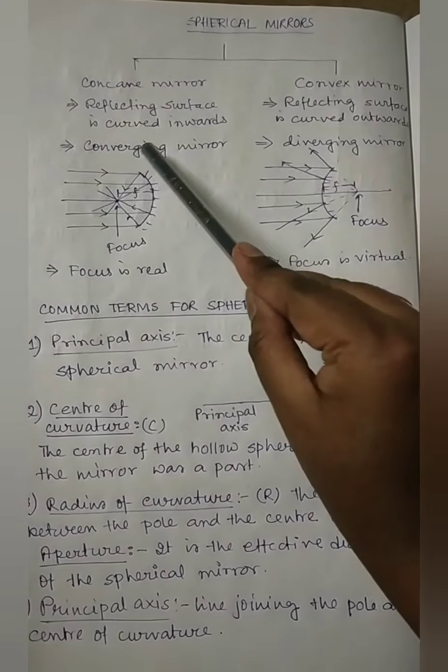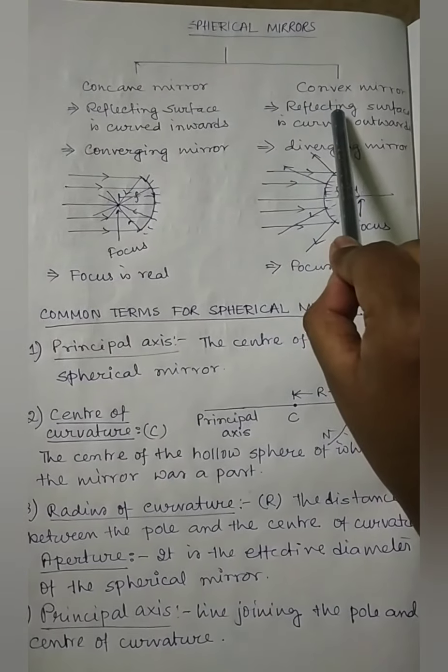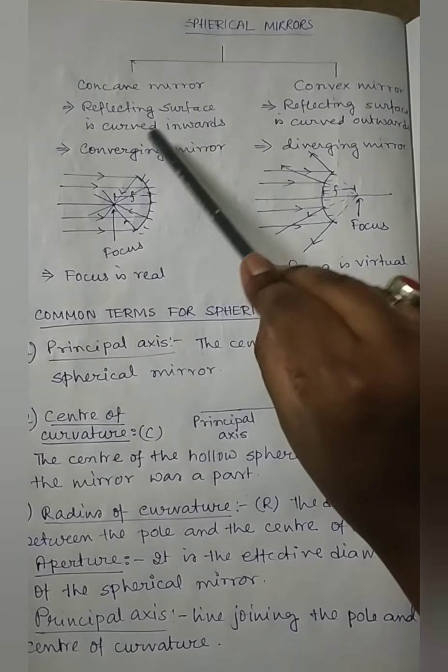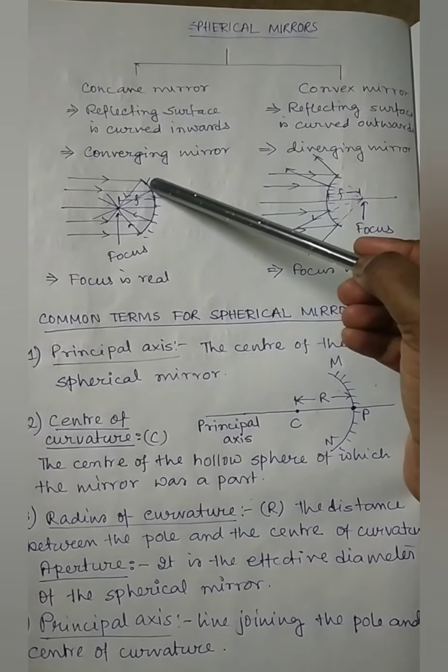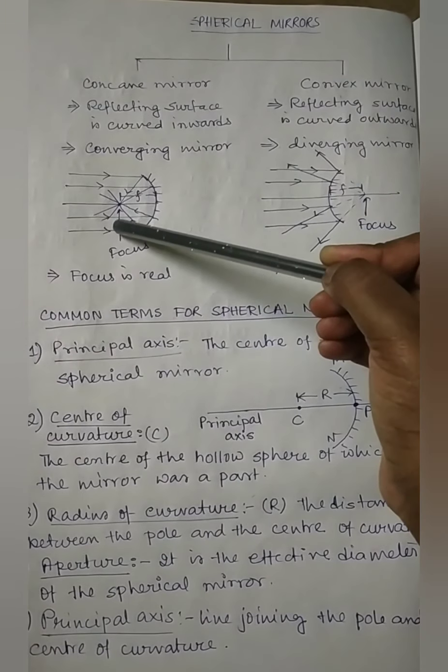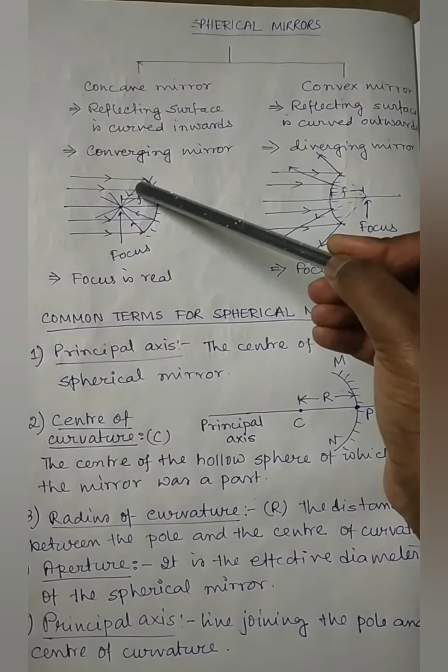Now spherical mirrors are of two types, concave mirror and convex mirror. Concave mirror has the reflecting surface curved inwards. Now this is a concave mirror. Here we can see that the reflecting surface, this one is a reflecting surface, is curved inwards.